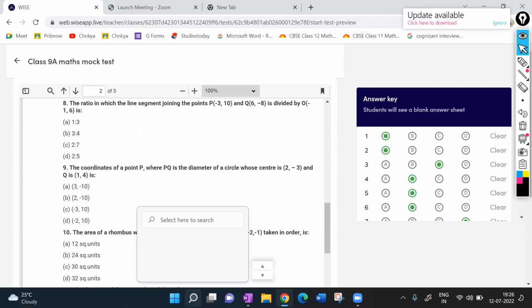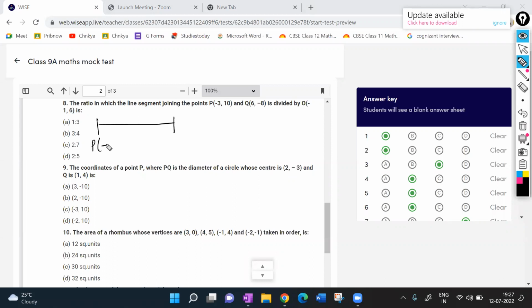Next. The ratio in which the line segment PQ is divided by the point O minus 1 comma 6. So he has given. Yes, very simple question, guys. Everyone look at the board. So PQ is given to you. You need to find out the ratio of the line segment.